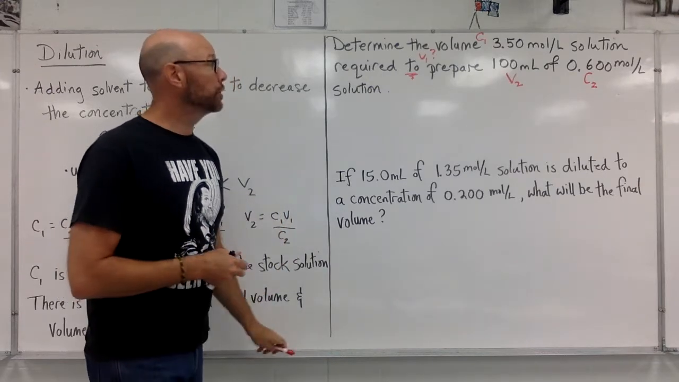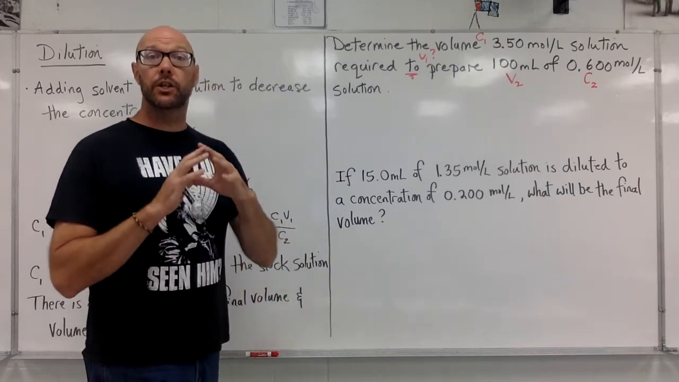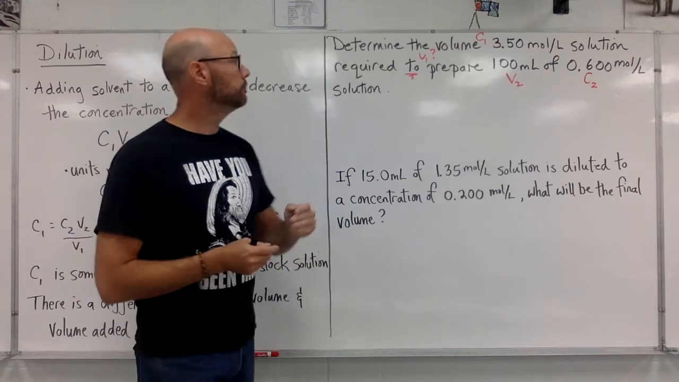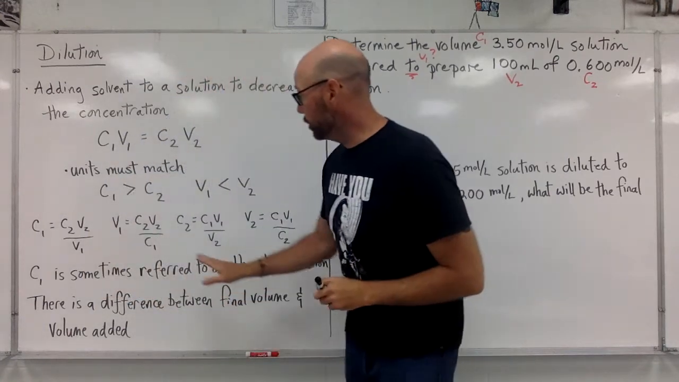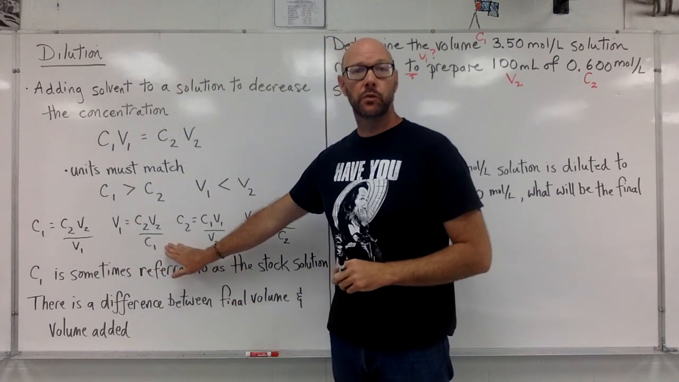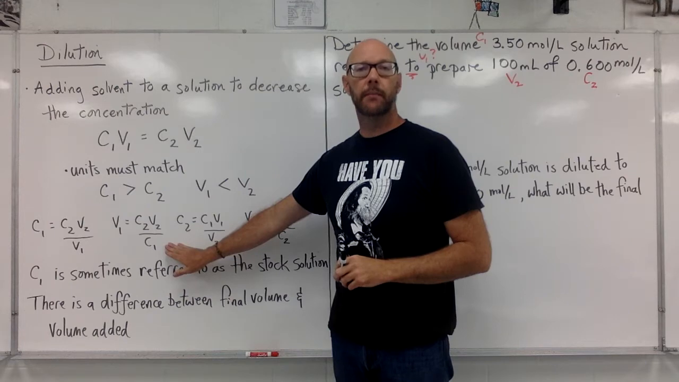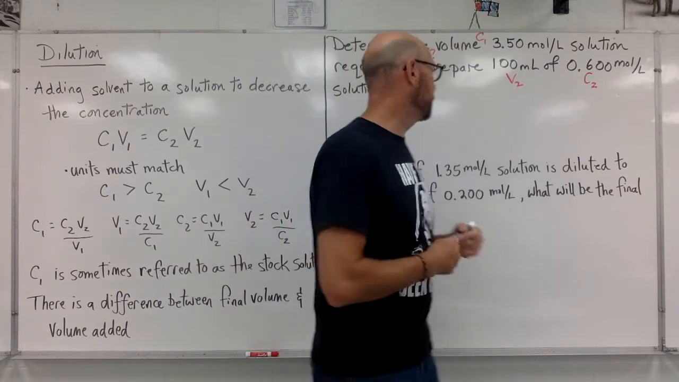So I've worked on my interpretation. I've done what I needed to do to wrap my head around the question. I'm looking for V1. Here's the manipulation. V1, it's C2 times V2 divided by C1. I'm going to write that down again.